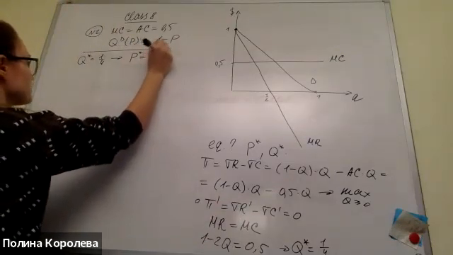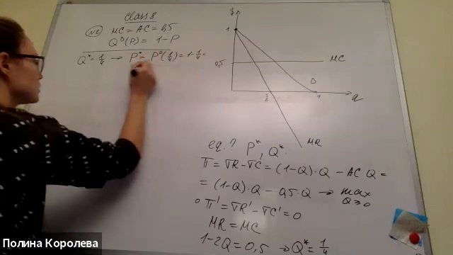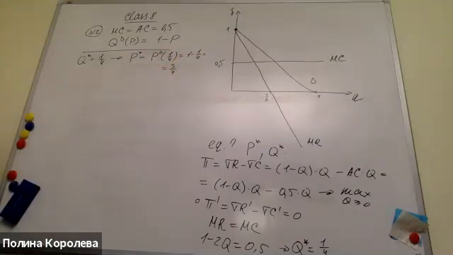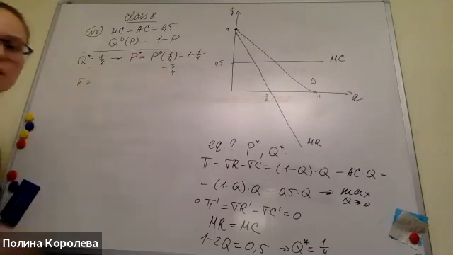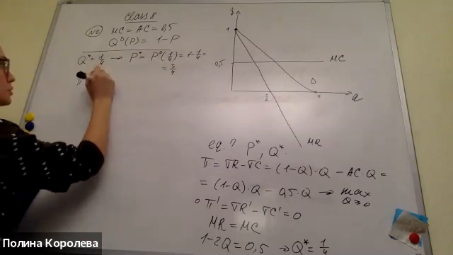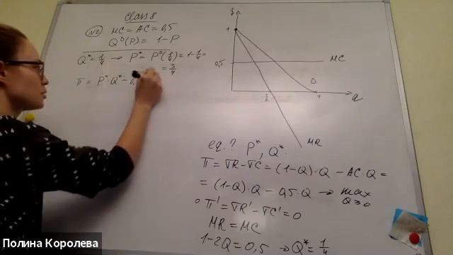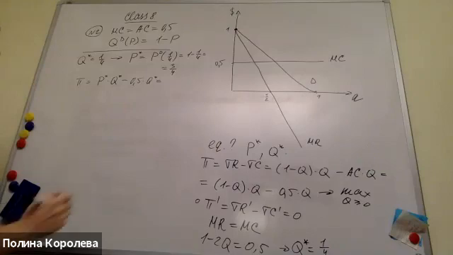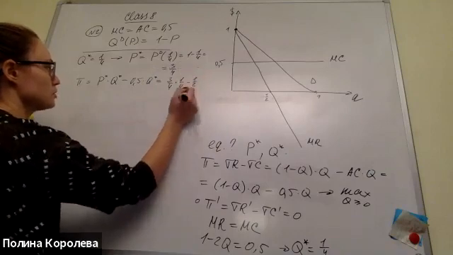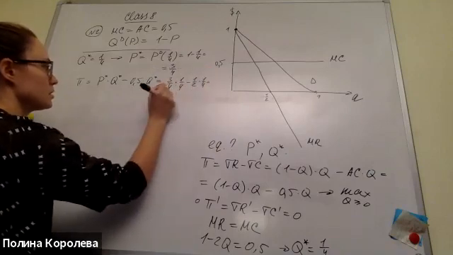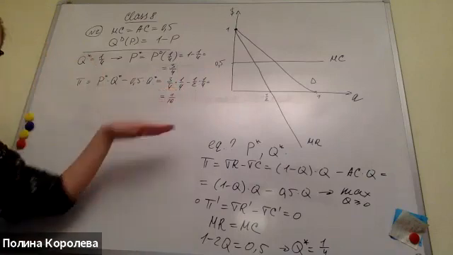And the optimal price will be 1 minus 1 over 4. It is 3 over 4. So this is the equilibrium. Also, we can count profit, for example. Profit, how to count? Total revenue minus total cost. Optimal price multiplied by optimal quantity minus 0.5 multiplied by optimal quantity. And this we can count: 3 over 4 multiplied by 1 over 4 minus 1 over 2 multiplied by 1 over 4. This is 1 over 16. We will use it later.